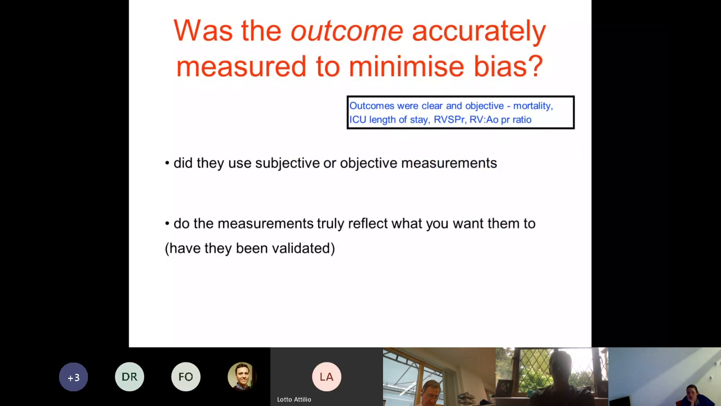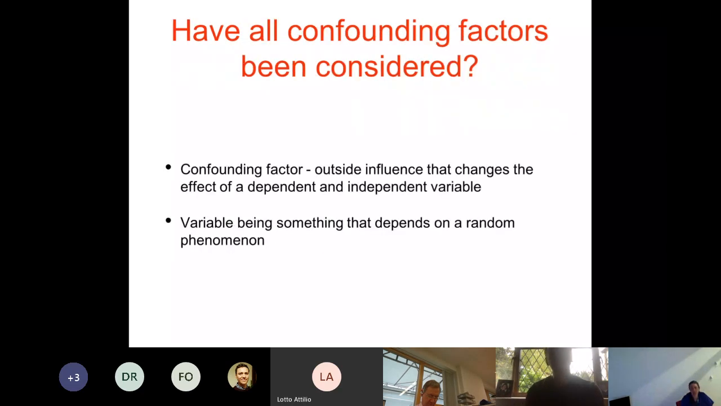Did they use subjective or objective measurements? Did they measure what they should have done? They were looking at pretty clear outcomes: mortality, ICU length of stay, the RV to aorta pressure ratio, which is an interesting one that I have only just come across when reading this paper, and then RV systolic pressure measurements.